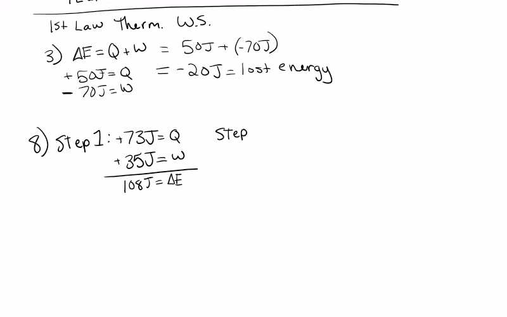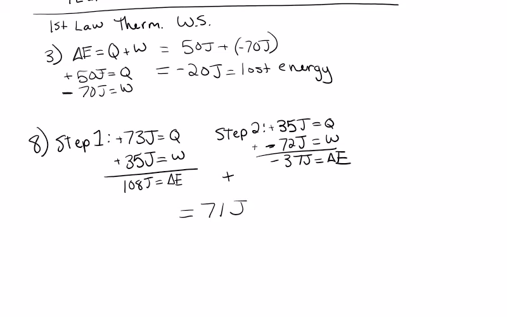For step number 2, it says that the system absorbs 35 joules of heat. Well, if it's absorbing the heat, that means it's going to be positive. And it says that it performs 72 joules of work. Well, if it is doing the work, then it's losing energy through that work. So that is going to be a negative value. And so if we do 35 plus a negative 72, that is going to give us negative 37 joules of energy. However, what they want us to do is put the 2 steps together to see how that comes out. And when we do that, we end up with 71 positive joules of energy that is gained. So our change in energy is positive, so we've gained 71 joules of energy.